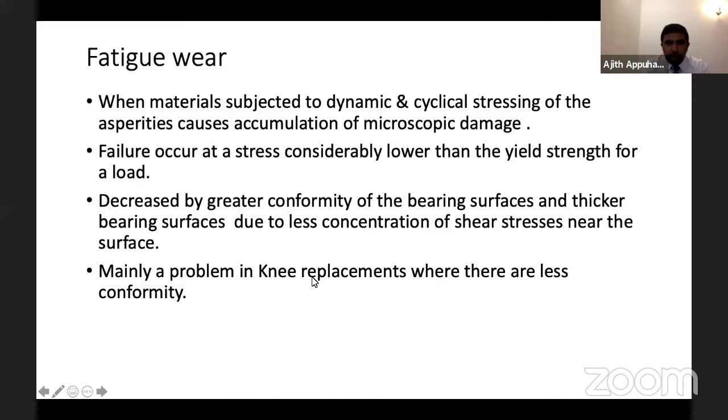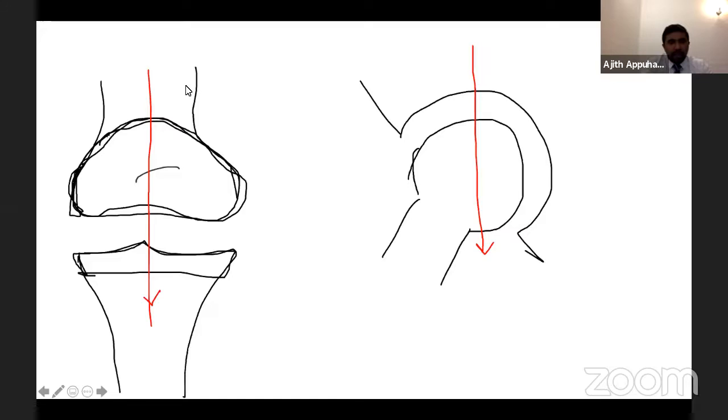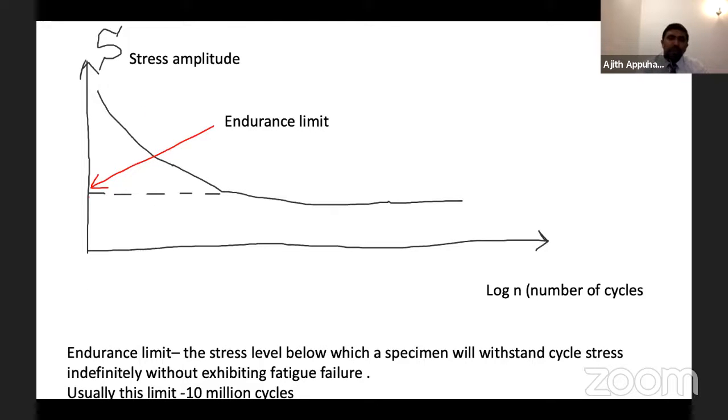Mainly, this problem I mentioned is in the knee replacement, where there is less conformity. And this is the diagram I drew here to explain that a total knee replacement has less conformity compared to total hip replacement. Then let's talk about this fatigue failure.